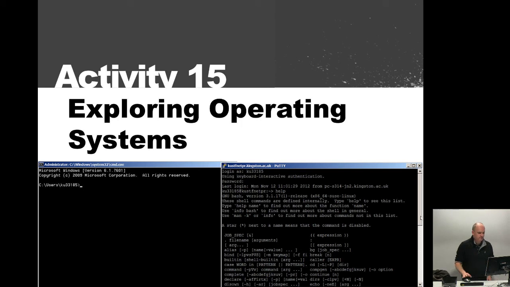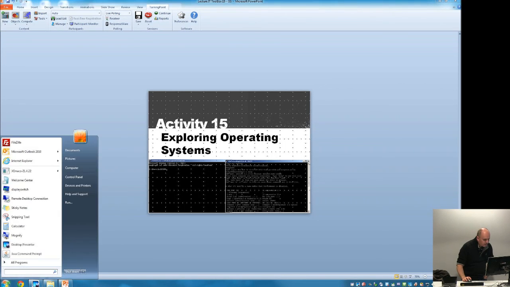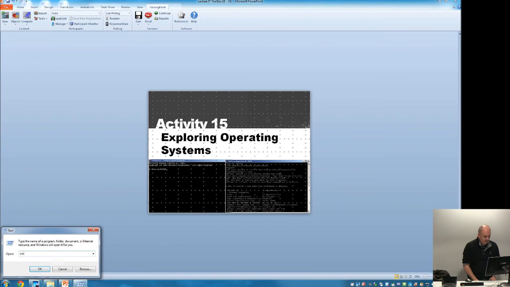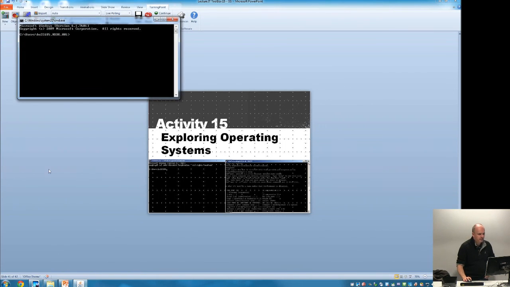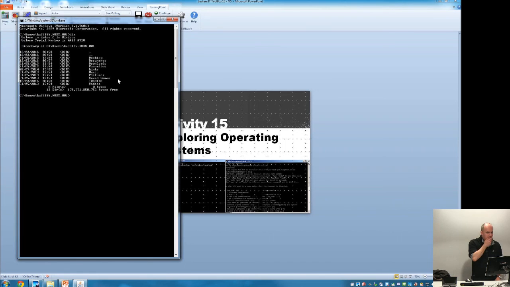So let's go to the dark side on this computer. You know how to do that? Run CMD. Here I am. So obviously you need to learn a set of commands. You type your commands.